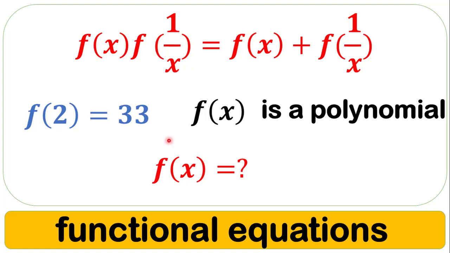In this video we're going to solve a functional equation. We are given f of x times f of 1 over x equals f of x plus f of 1 over x. F is a polynomial and f of 2 equals 33. In this video we're going to find f of x.